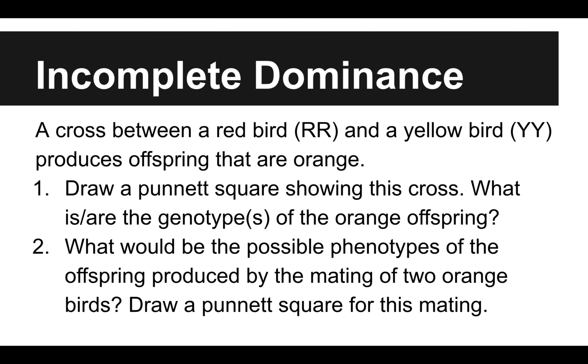The second question said, what would be the possible phenotypes of the offspring produced by the mating of two orange birds? I wanted you to draw this Punnett square. If you haven't finished this one, now would be the time to pause this video and make sure that you actually complete this in your notebook. Again, make sure you're being an active participant. So use your brain, use those muscles, try and figure it out. If you're unsure, that's totally fine. You can always email me your questions or come see me during office hours. That's what they're for. And also write down your questions so that you can ask them in class.